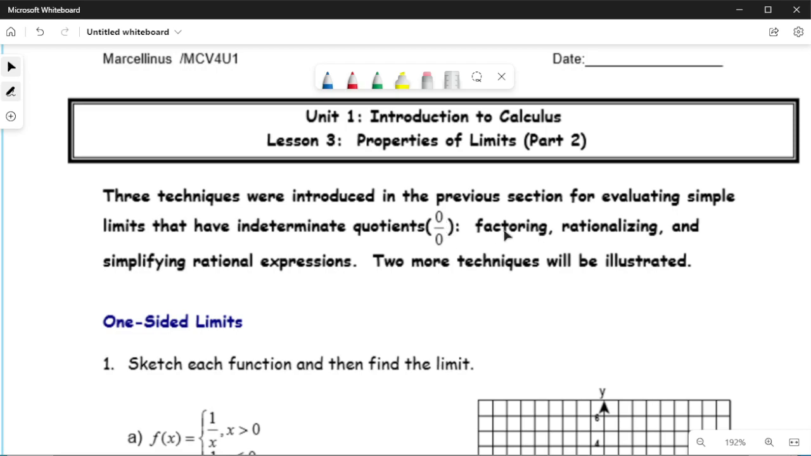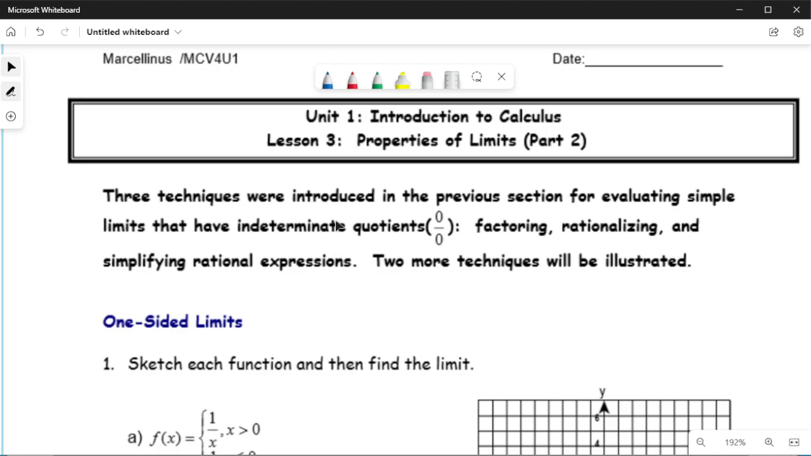The three methods you've learned so far are factoring, rationalizing, which would be using the conjugate to remove a root, and then simplifying a rational expression, which mostly just means finding a common denominator and then adding or in some other way simplifying an expression that involves rationals.